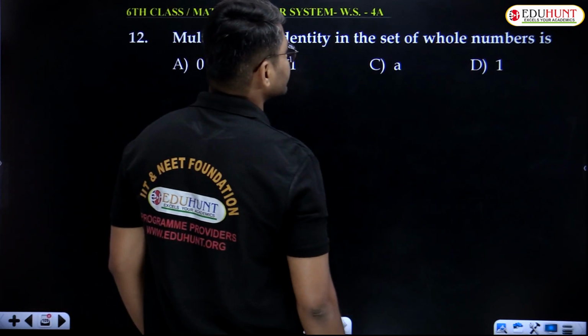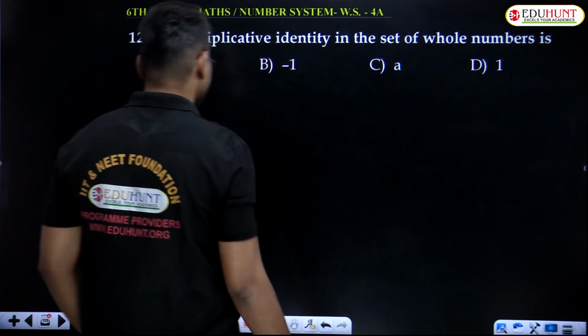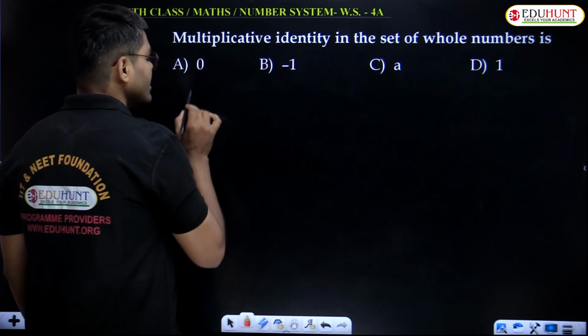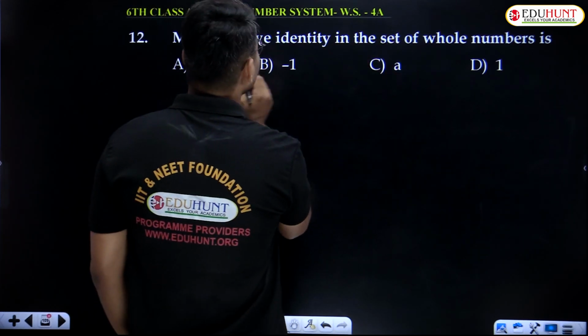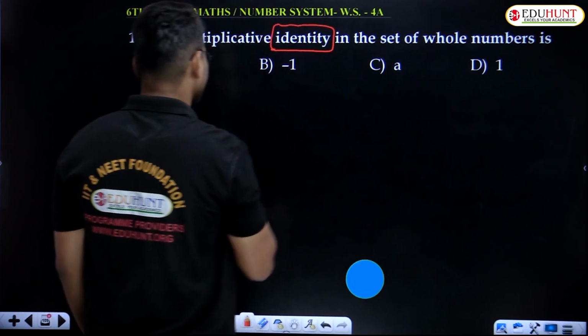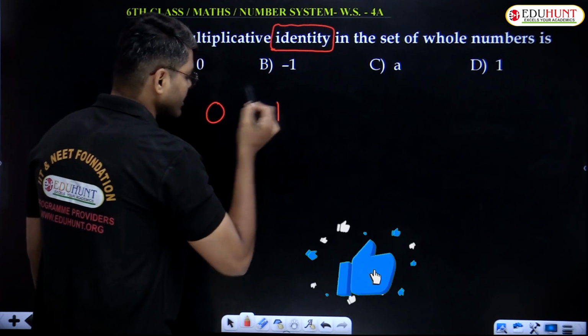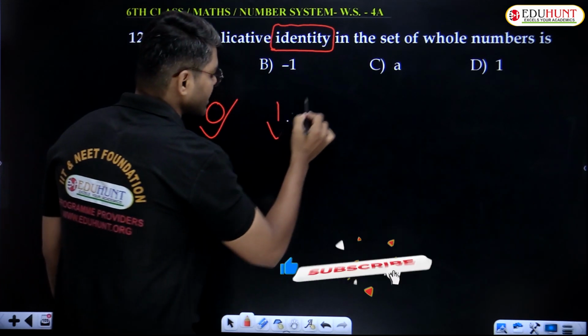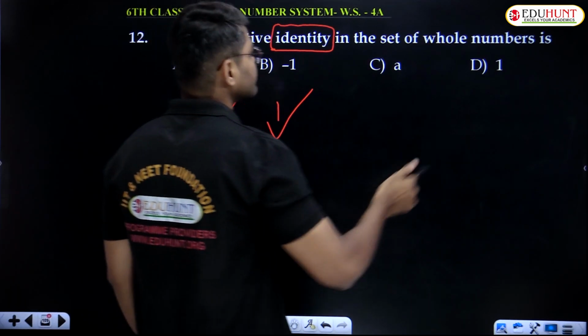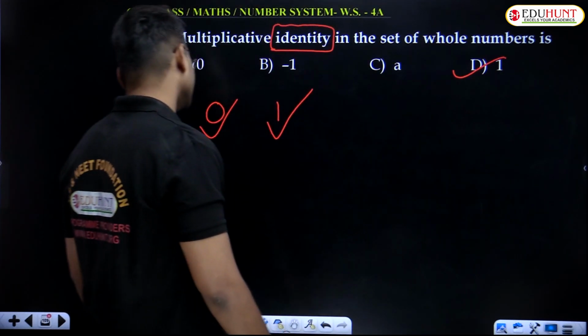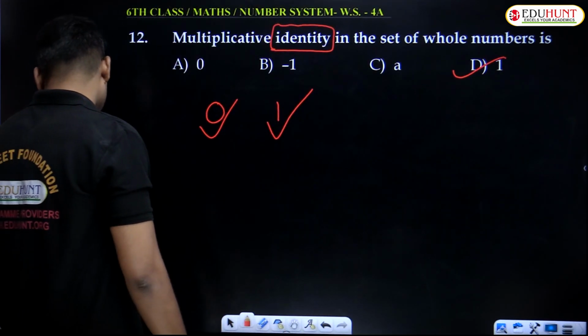Multiplicative identity in the set of whole numbers is? Whenever you see the word identity, two numbers should come into your mind. That is 0 and 1. 0 is the additive identity. 1 is the multiplicative identity. So the multiplicative identity in the set of whole numbers is 1. That is option D. Let's move on to the next question.